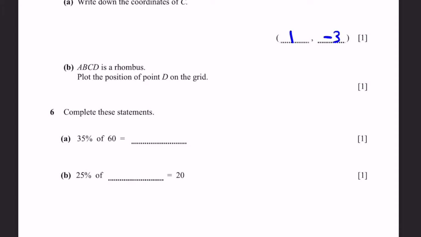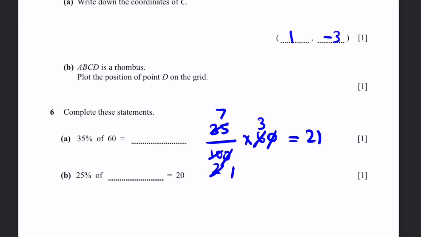Question 6. Complete these statements. A. 35% of 60 will be equal to 35 by 100 multiplied by 60. We can cancel out a 0. This will be 7 and this will become 2. You can cancel out this and this. So that will be equal to 21.